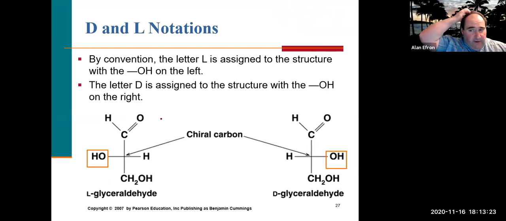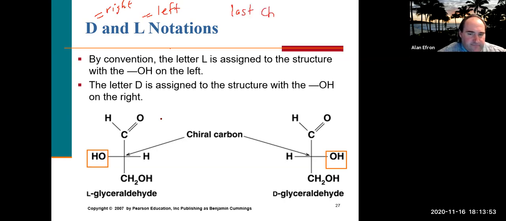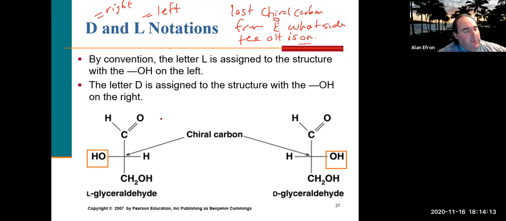When we talk about carbohydrates, we also sometimes assign other notations to it, sort of like isomers almost. And these are D or L. D for the most part means right. L basically means left. And what are we talking about? Well, we're talking about basically the last chiral carbon, from the carbon-oxygen double bond, what side the OH is on. So when we're talking about D or L, D meaning right, L meaning left, we want to find that last chiral carbon and which side that OH is on.